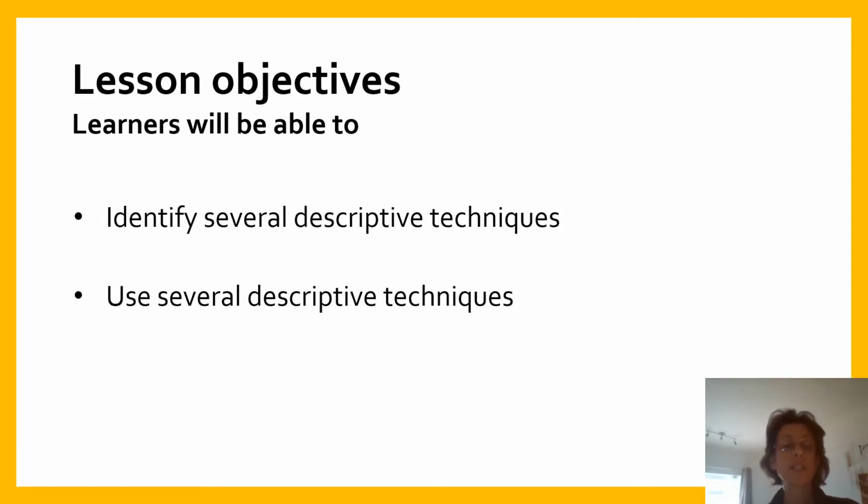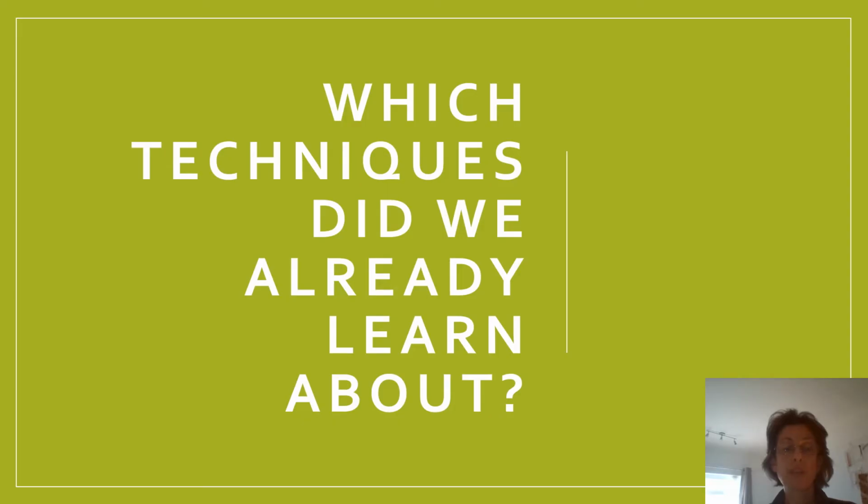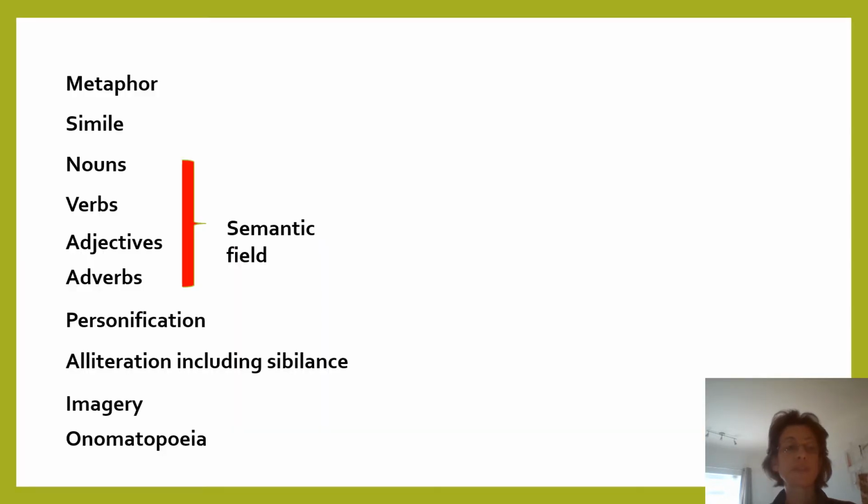The objectives today are to use descriptive techniques, so identify them and actually use them in some writing. So we talked about which techniques we already learnt about: metaphors, similes, nouns, verbs, adjectives and adverbs, which form the semantic field of a piece of writing, personification, alliteration, imagery and onomatopoeia.